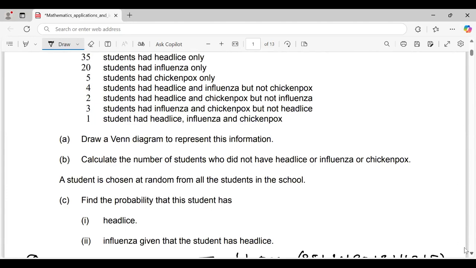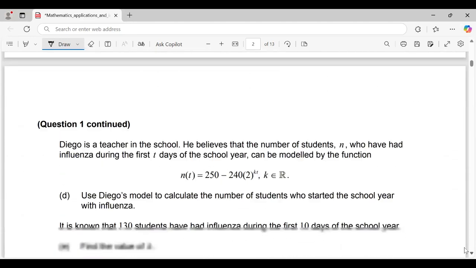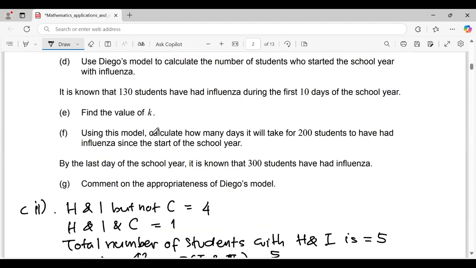Next, F. Using this model, calculate how many days it will take for 200 students to have had influenza since the start of the school year.